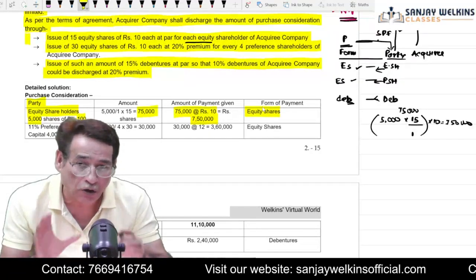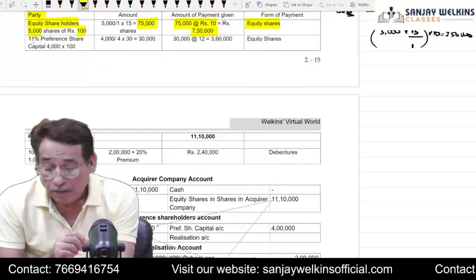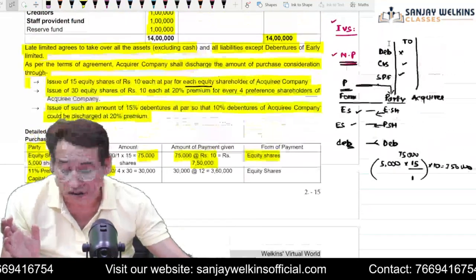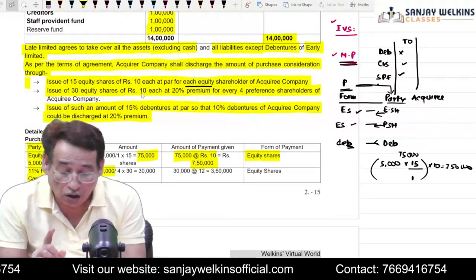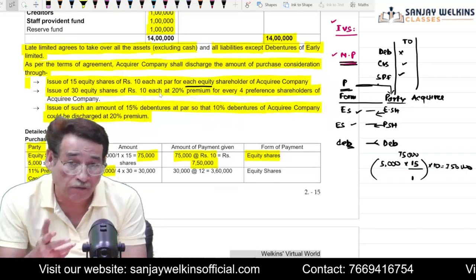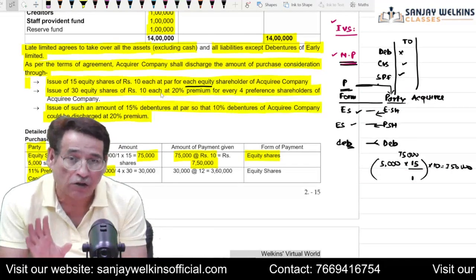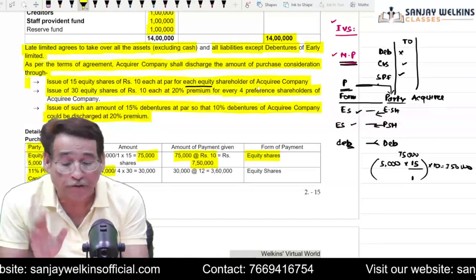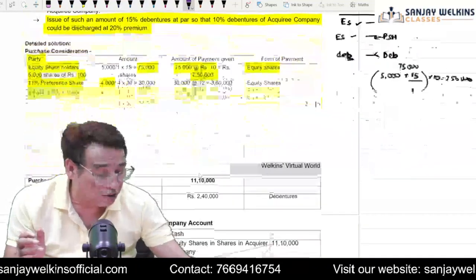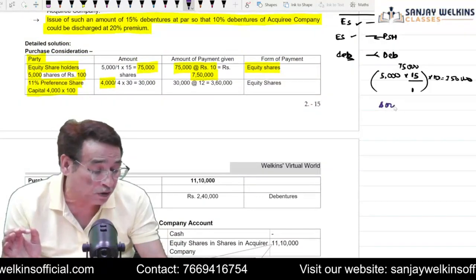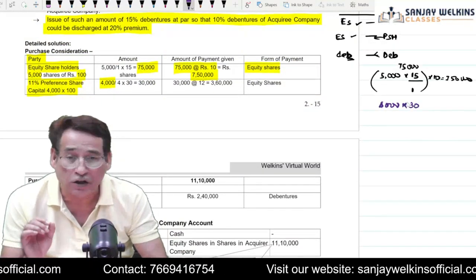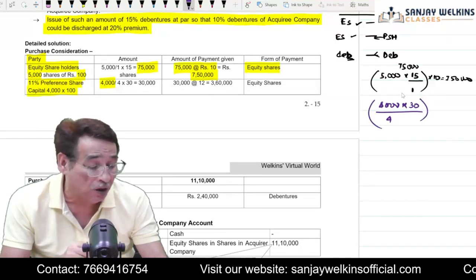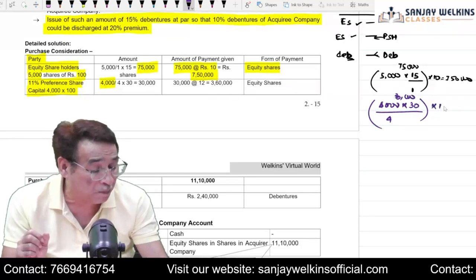The payment is being delivered by way of equity shares, number one. Number two, there are 11% preference shares, 4,000 shares of 100 each of acquiring company. Now, in the next line, it is written, issue of 30 equity shares of 10 each at 20% premium. So 20% of 10 will be 2. That means one share of 10 will be issued at the rate of 12. So 30 equity shares will be given by the purchasing company at the rate of 12 for every 4 preference shares. There are 4,000 preference shares, and the purchasing company is issuing 30 equity shares for every 4 preference shares. So this will tell you how many shares the purchasing company will issue. It is 30,000. This time shares are being issued at the rate of 12.